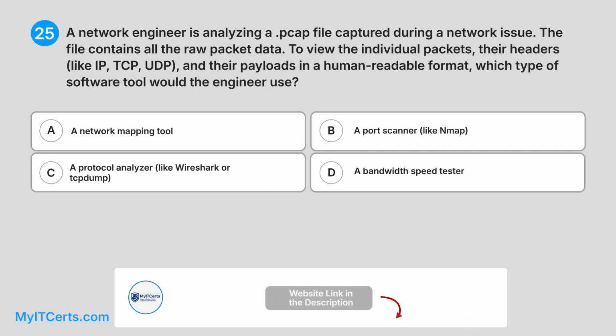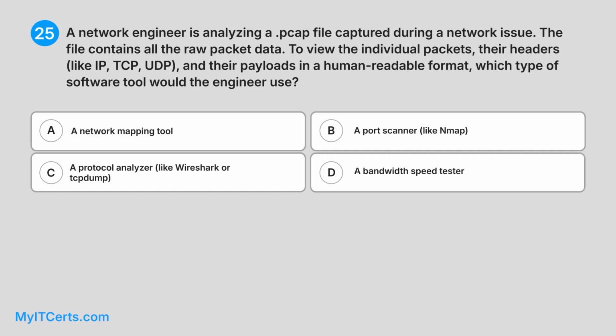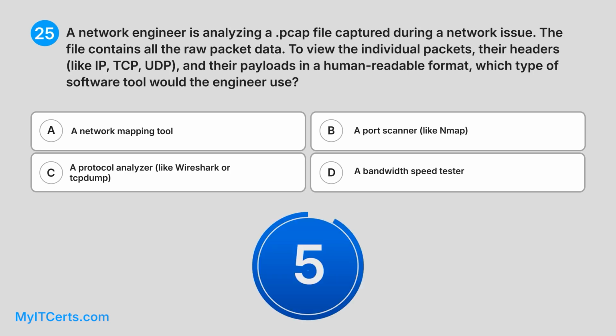A, a network mapping tool. B, a port scanner, like Nmap. C, a protocol analyzer, like Wireshark or tcpdump. D, a bandwidth speed tester. What do you think is the answer?